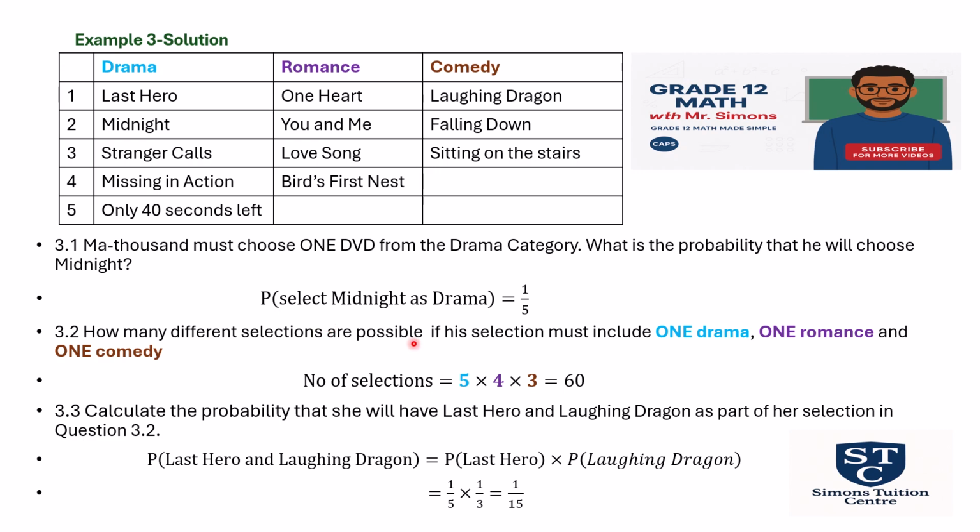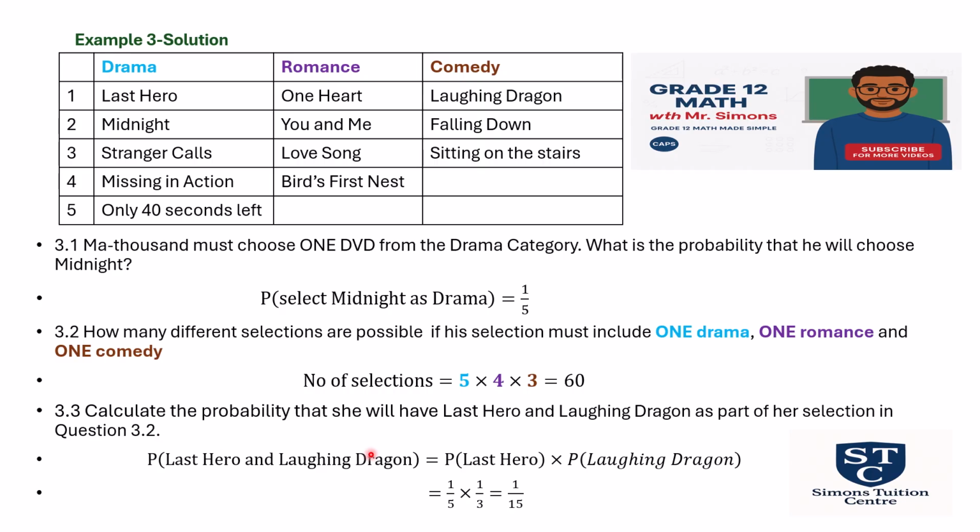How many different selections are possible if your selection must include one drama, one romance, and one comedy? So for the number of selections, he has 5 options available here, 4 options available here, and 3 options available there, which gives me 5 times 4, which is 20, times 3 gives me 60. So he has a total of 60 different possible selections that he can make.